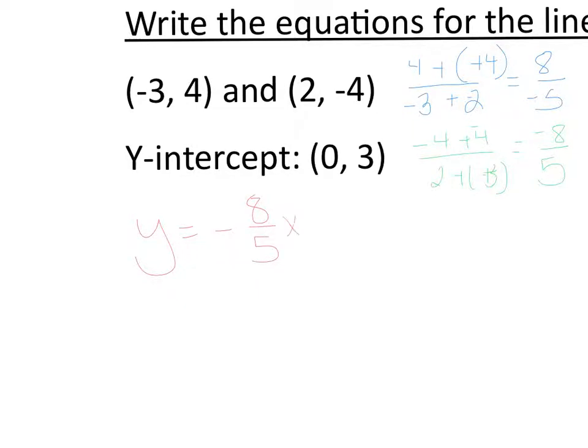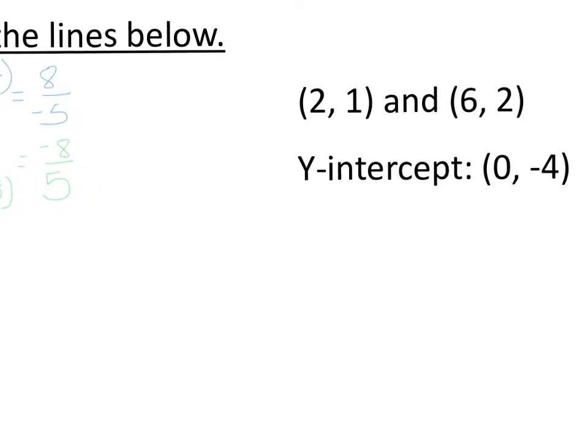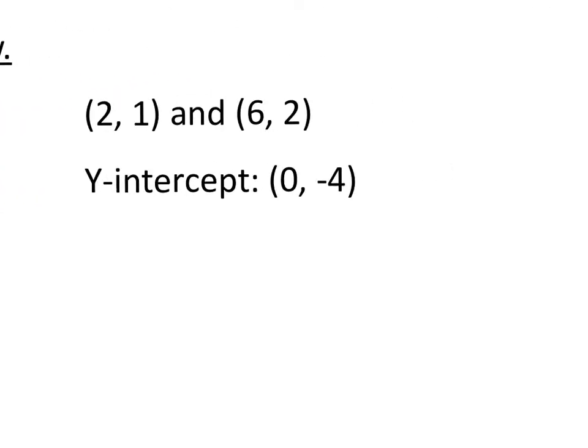Then we look and we see our y-intercept is 3. It's positive, so it becomes +3. That is the equation of the line that goes through those points and has a y-intercept of 0, 3. Take a look at the second one. 2, 1, and 6, 2, and the y-intercept is going to be -4.